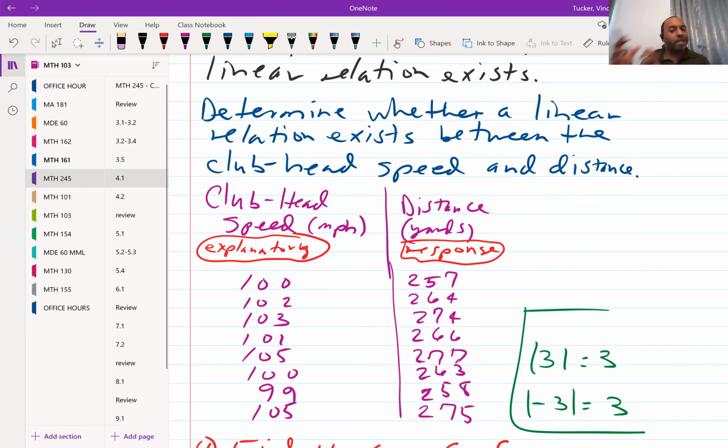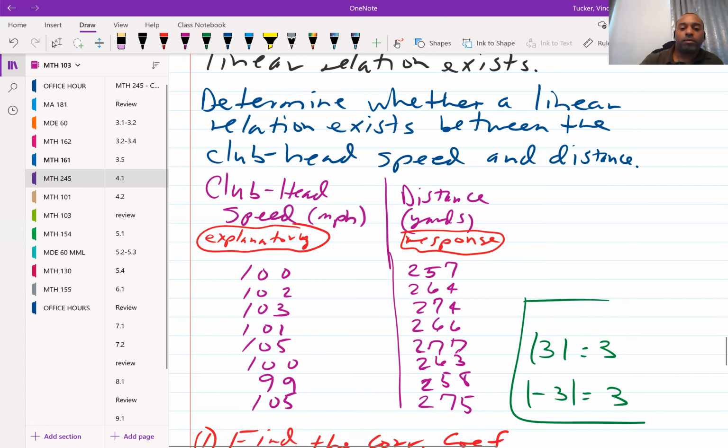The 100 is attached to the 257 and vice versa, so you can't separate those two. Once again, you hit the ball. This person hit the ball 100 miles per hour with the club head speed, and it went 257 yards. So that's one observation. Here's the second observation, and so on. So we have 8 different observations here. All right, can I scroll up?